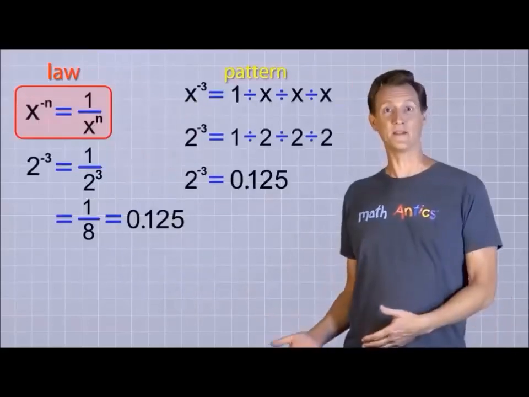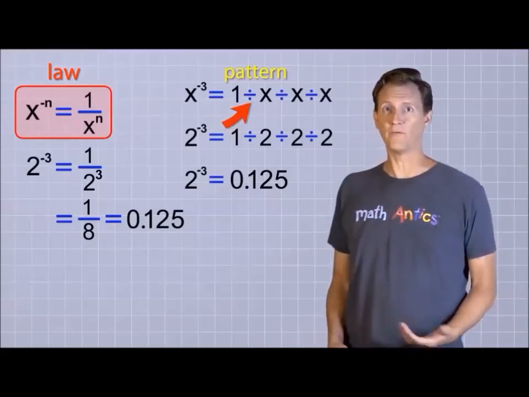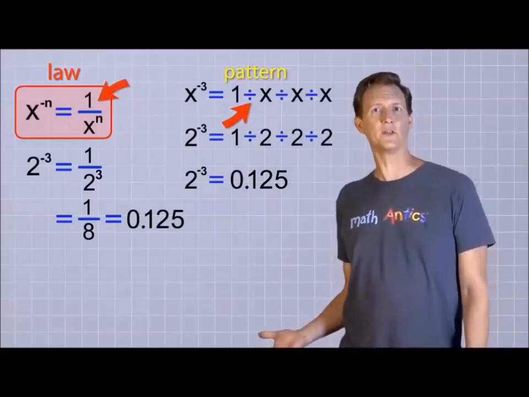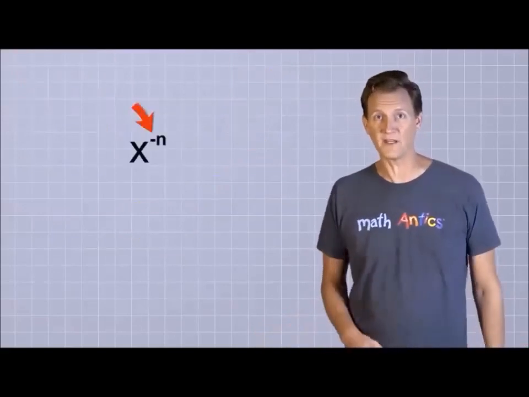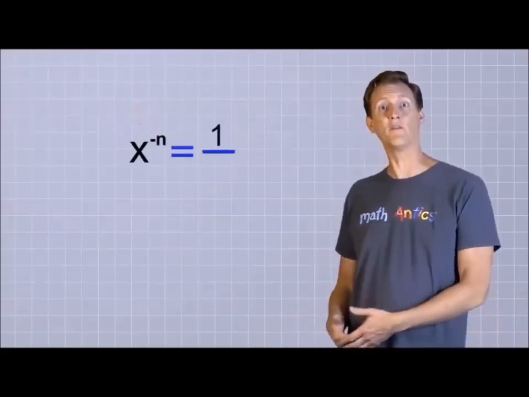See, whether you write it as a pattern of repeated division, or in fraction form, like our inverse law shows, you get the same answer. And now you know how to handle any expression with a negative exponent. It's just 1 over the same expression with a positive exponent.